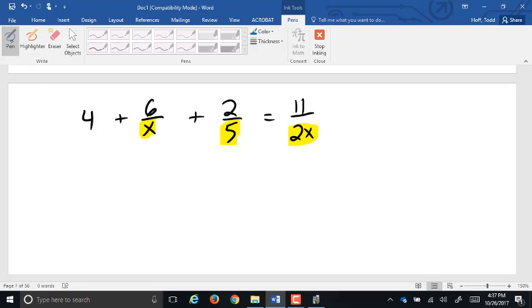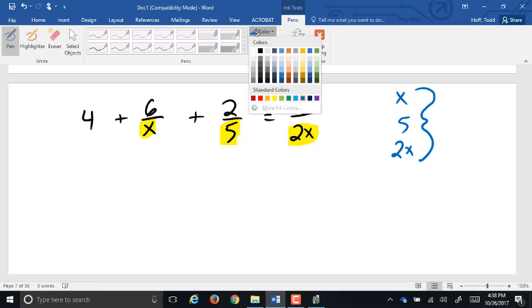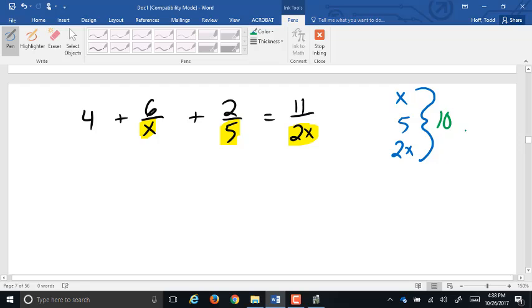We have denominators, right? What are they? x/5 and 2x. What will our least common denominator be? 10. Then for the variables, x. Remember, it's the highest power. So I'm going to multiply this whole thing by 10x.